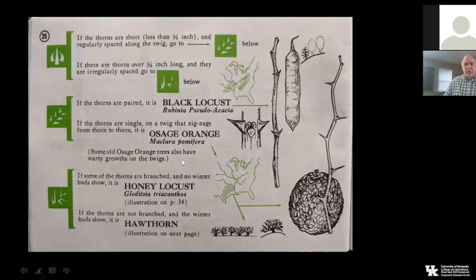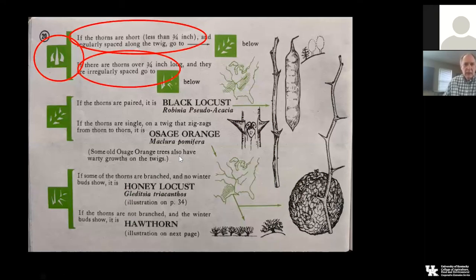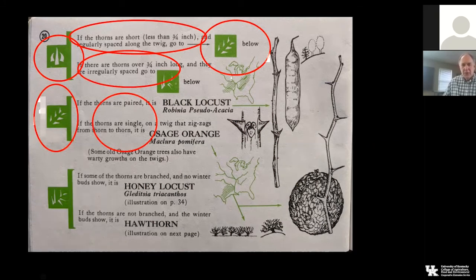And you'll probably know what this one is too. I'm just going to run down through here. Let's see, over 3/4 of an inch long. That's going to be our clue. And we want to go below right here. Are the thorns paired or single? And on this particular species that we're looking at, they are singly borne and they're over 3/4 of an inch long. So it's an Osage orange.